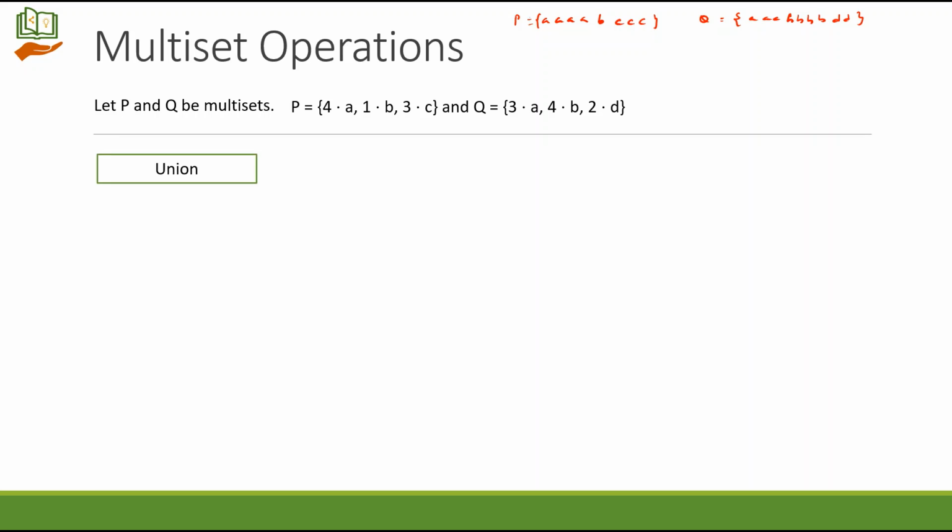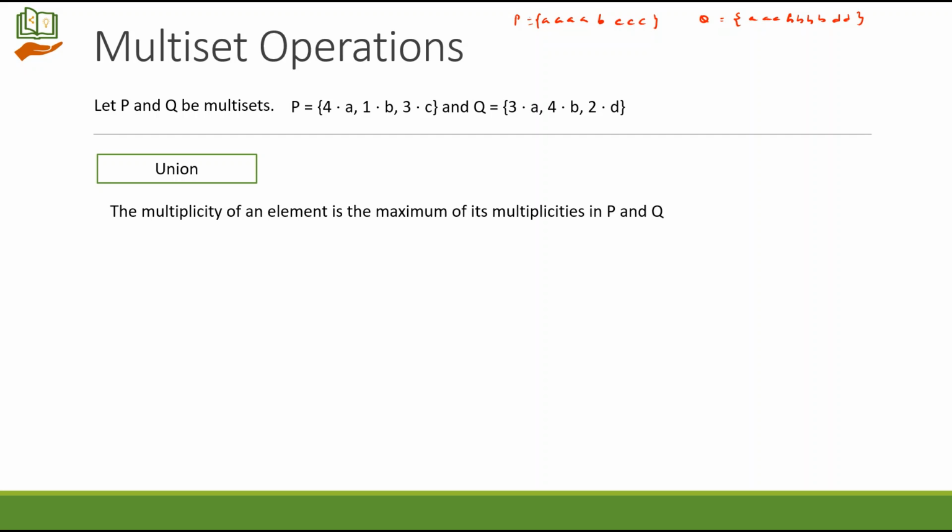Let's start with the union operation. What is union? The multiplicity of an element is the maximum of its multiplicities in P and Q. So when you take union, we will pick elements either from P or from Q or from both. This is with respect to a set.